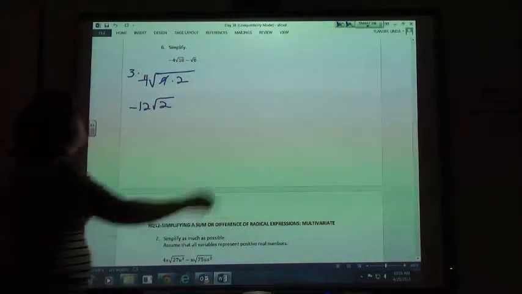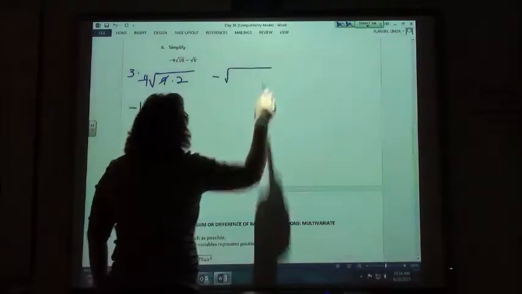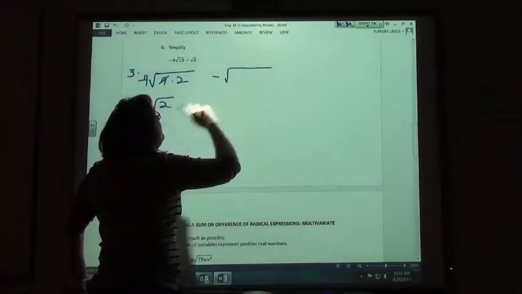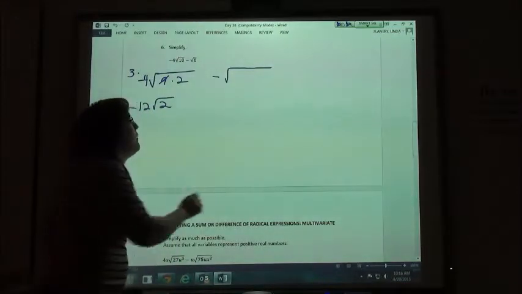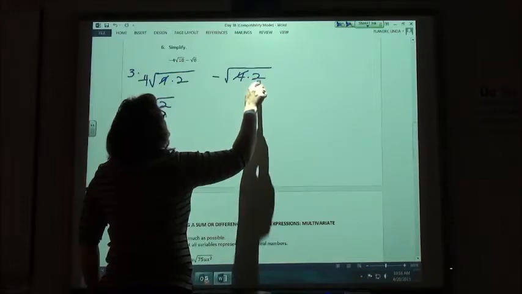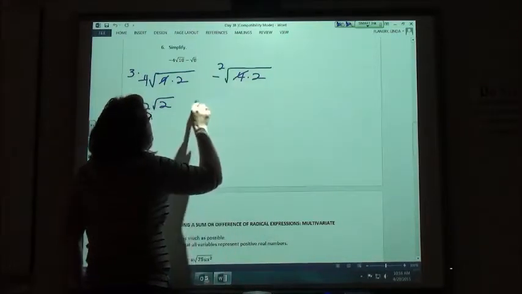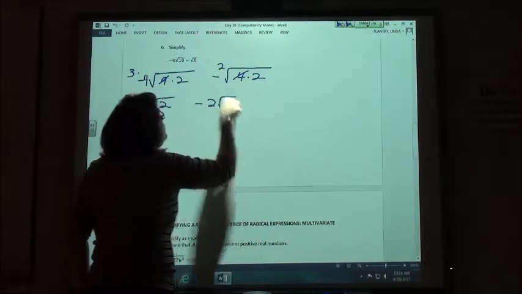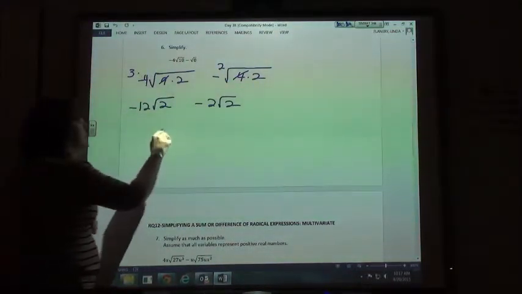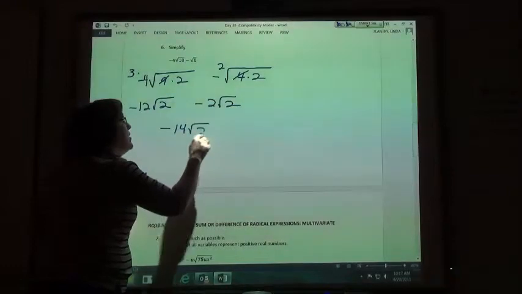Then we have minus the square root of 8. 8 again is not a perfect square. We're going to factor that into 4 times 2. The square root of 4 is 2, so we're going to get minus 2 square root of 2 then. So we have negative 12 square root of 2 minus 2 square root of 2, which would give me negative 14 square root of 2. Exactly, negative 14 square root of 2.